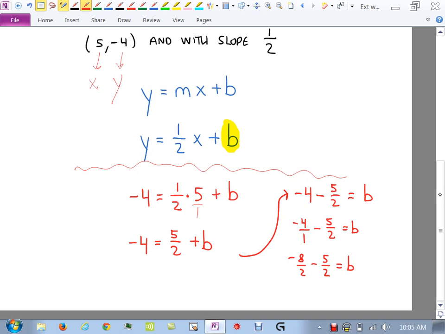Trying to subtract two fractions, I have to have the same denominators, so I multiply top and bottom here by 2 so that I get the same denominators. And now I can do subtraction. So what's negative 8 over 2 minus 5 over 2? Negative 13 over 2. So b equals negative 13 over 2.